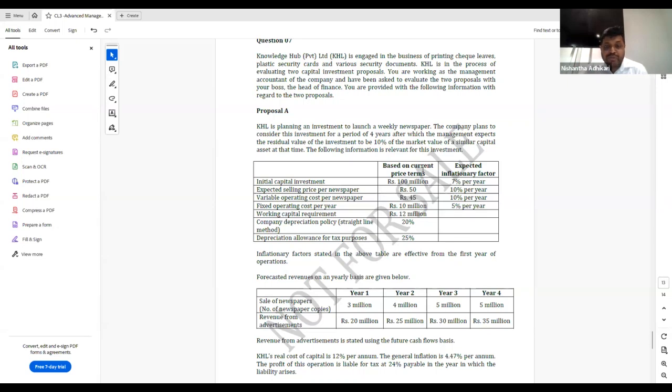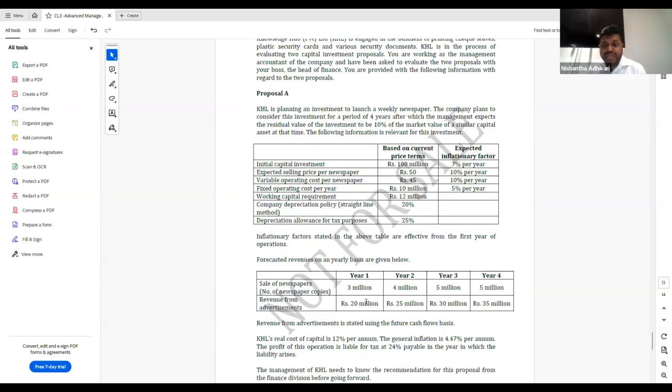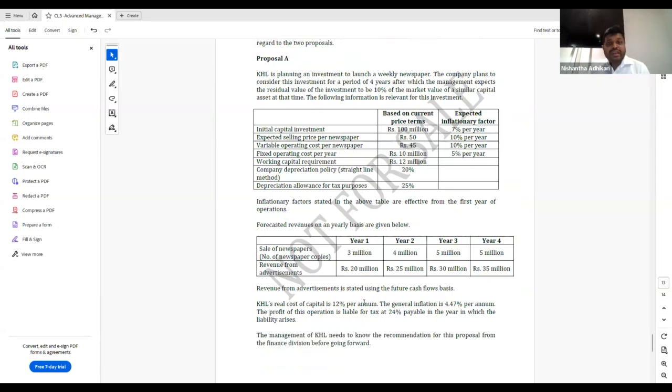Sale of newspaper, number of copies given: 3 million, 4 million, 5 million, and 5 million. Revenue from advertisement is also given, stated using the future cash flow basis. KHL's cost of capital is 12% per annum, the general inflation is 4.47% per annum, and profit of this operation is liable for income tax at 24% in the year in which the liability arises. That means taxes should be paid in the same year in which it arises.